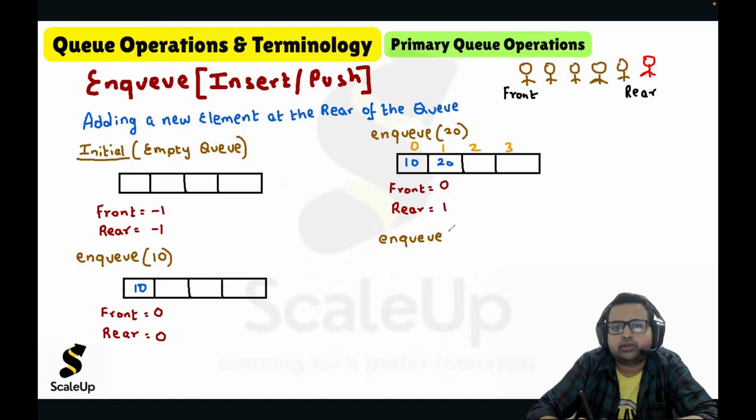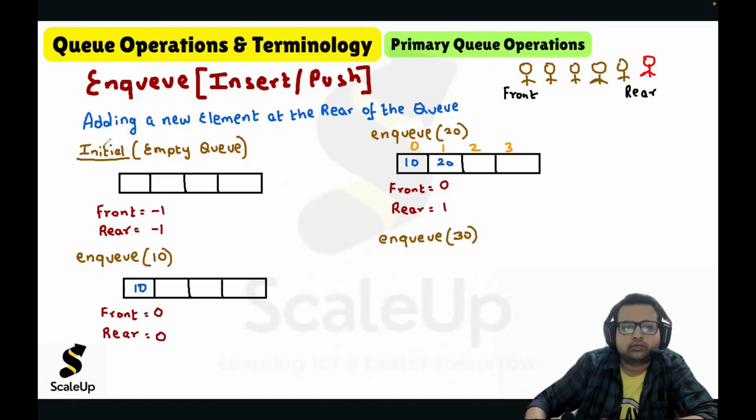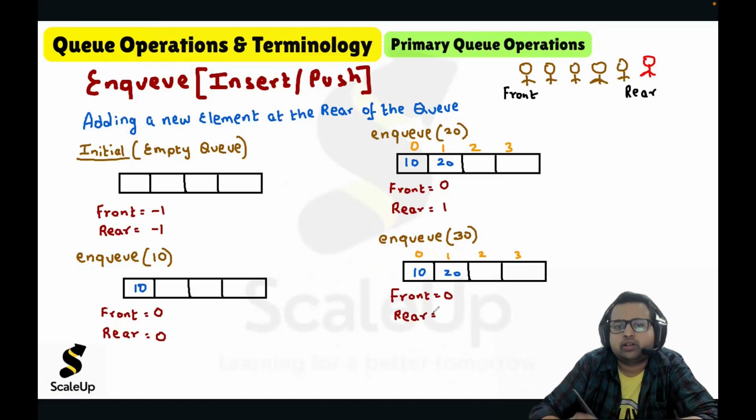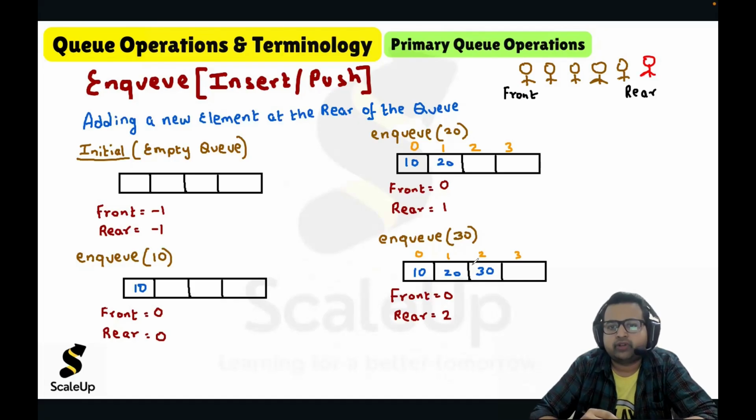Once again, let us do NQ 30. Let's try to add a new element 30 to the queue. 10 and 20 are already there. Indexing will be something like this: 0, 1, 2, 3. The front position of the queue is 0. Since I am calling the NQ operation, rear will get incremented. The position of rear will become 2. So at position 2, 30 will get inserted. This is how the NQ operation works.